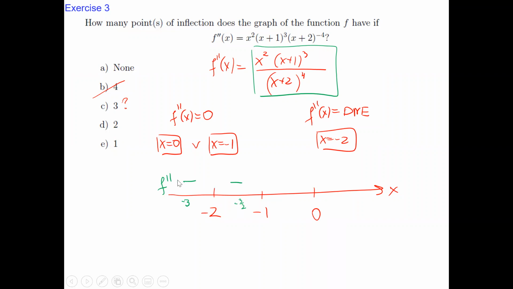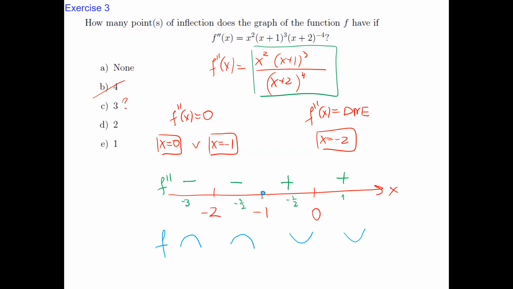The second derivative is not changing the sign. Okay, let's take negative half. Negative half plus 1 is positive half, cube positive. And let's take 1 plus 1, 2, 2 cube positive. So the second derivative is negative. The function is concave down, concave down, concave up, concave up.